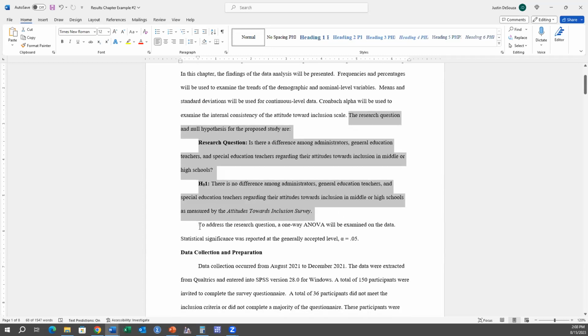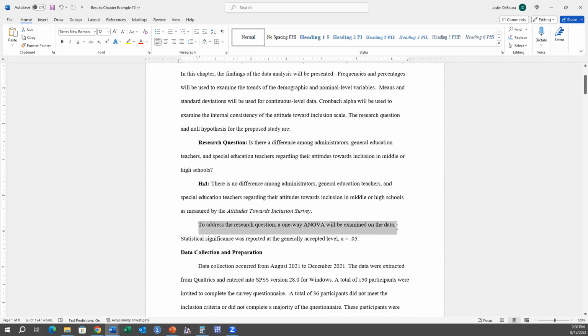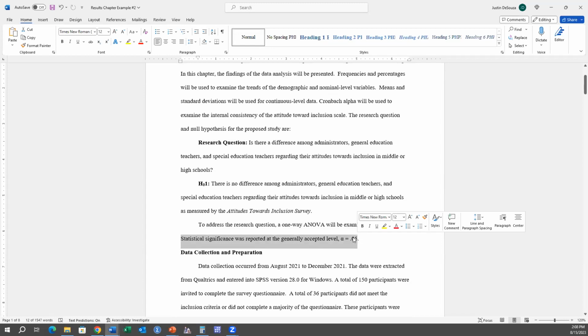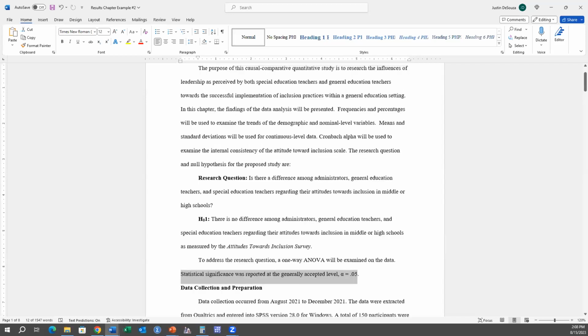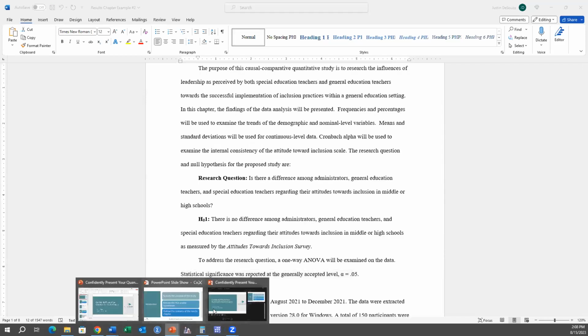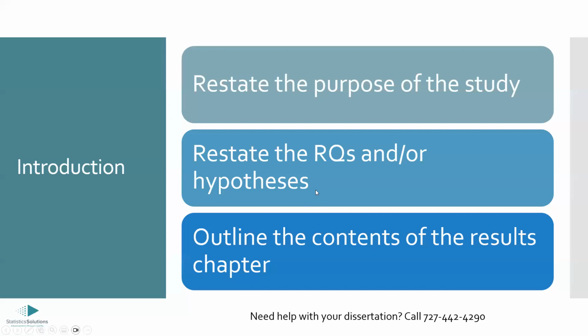What is the primary analysis that's going to be used? In this case, it was an ANOVA. And what is the level of significance that we are going to use? In this case, it is 0.05. So we need p-values to be below 0.05 to identify a significant relationship. All right, so that's the introduction.